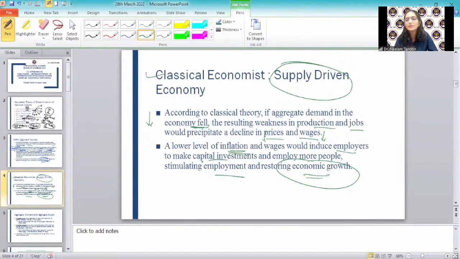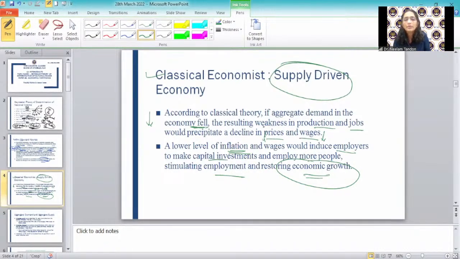This is the difference between the classical and Keynesian. Classical economists believe that prices and wages are flexible. Flexible means if the economy is in a downturn, prices will reduce and wages will reduce. Since prices and wages reduce, inflation in the economy will reduce. Inflation reducing means investments in the economy will increase. Investment increases means employment overall in the economy will increase and economic growth will be back on track.